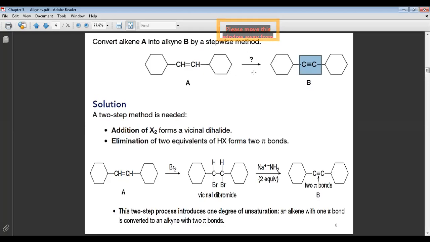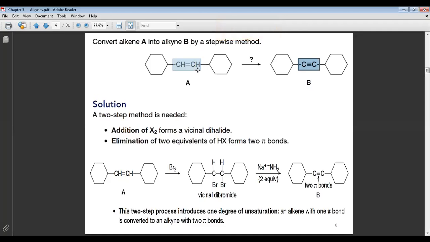If I say I want to prepare this compound from this, how? By using a two-step reaction: the first, addition of the halogen to make the dihalide, and then elimination to give you the triple bond. There is no one-step reaction that directly converts the double bond to the triple bond. We have two reactions: number 1, addition of the halogen; number 2, elimination, giving you the triple bond.